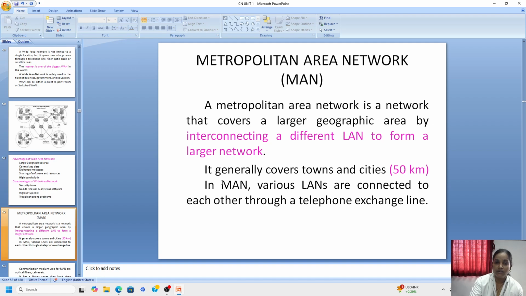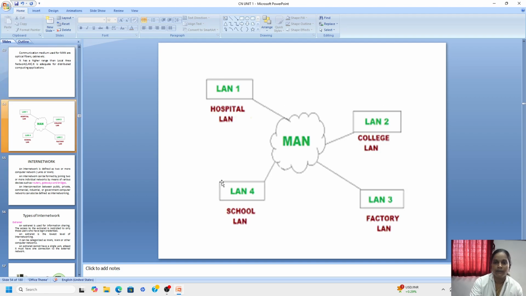A metropolitan area network covers large geographic areas by interconnecting different LANs. It can cover either towns or cities. The coverage area is 50 kilometers. So this is a MAN configuration. It can connect particular environments in cities, like hospitals, colleges, factories and schools, which are connected with the metropolitan area network.